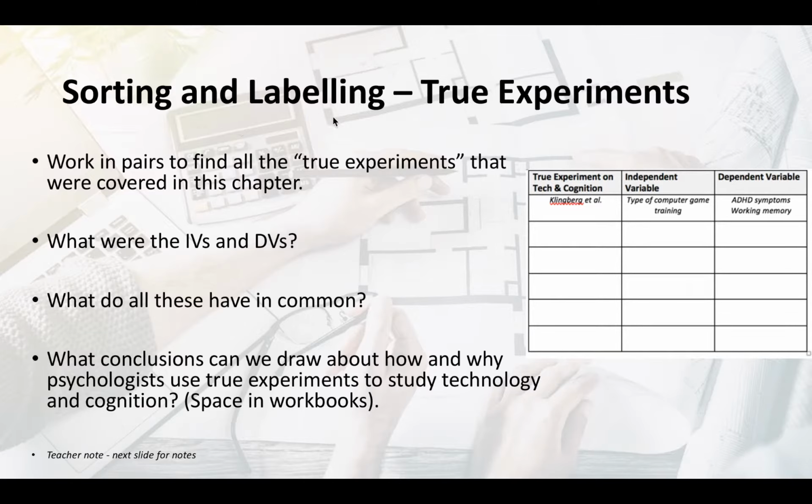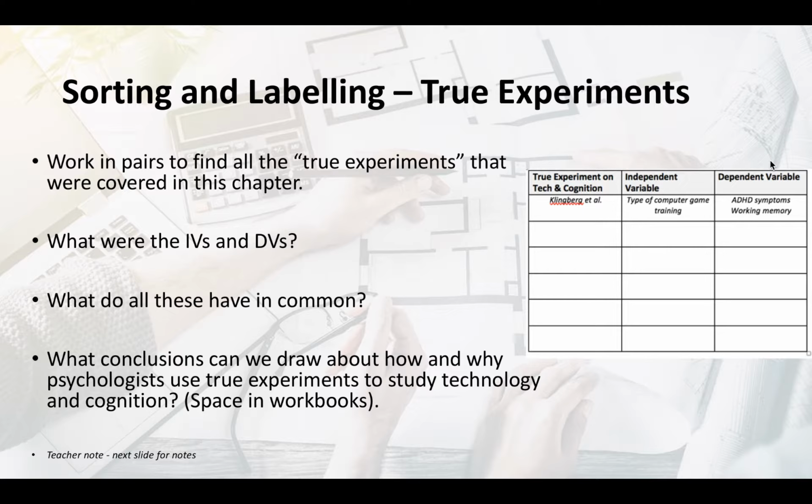All right. Now, find all the true experiments. I would get them to do this without looking at the textbook, because the textbook gives them the answer, and this comes straight from their workbook. Put just the name of the researcher here, identify the IV, and identify the DV. What all these have in common is there's a space in the workbook to answer that question. Hopefully what they'll find is that the IV is always the technology and the DV is always the cognition.